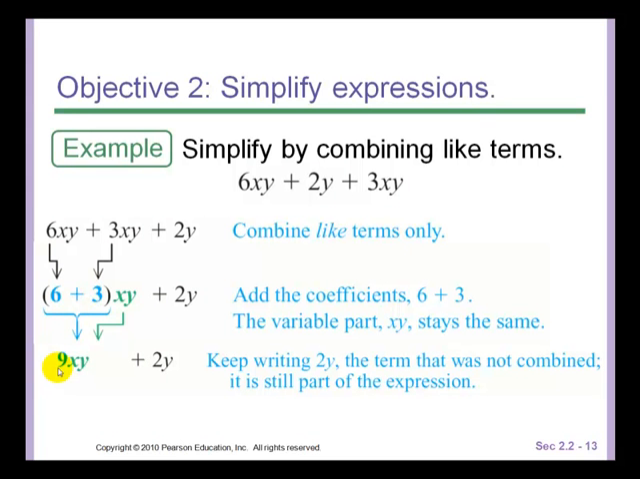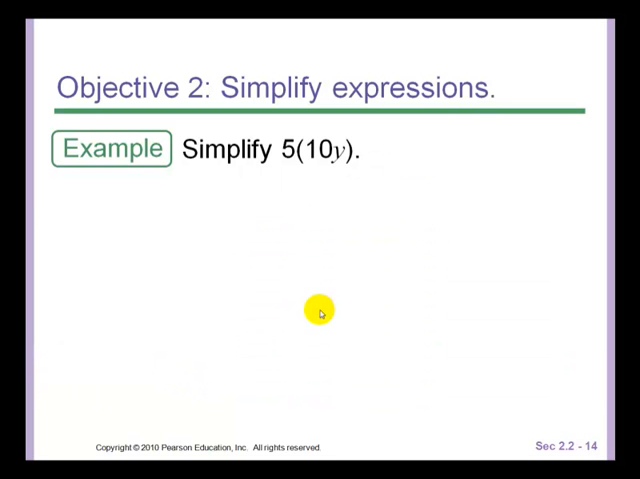So 6 plus 3 is 9. And then we have the plus 2y. You have to keep the 2y in the expression. Even though it couldn't combine, doesn't mean you can't use it. So here we have our final answer, 9xy plus 2y.